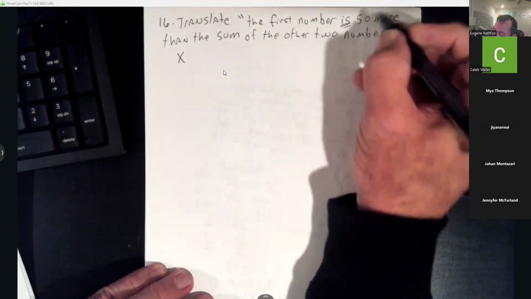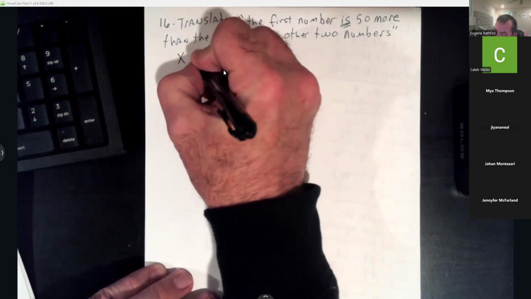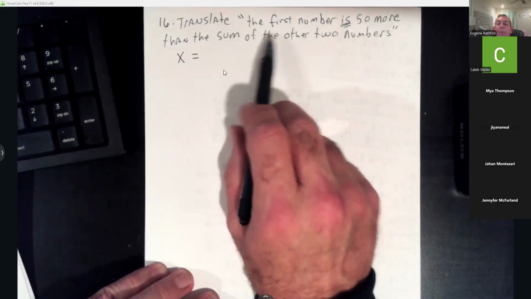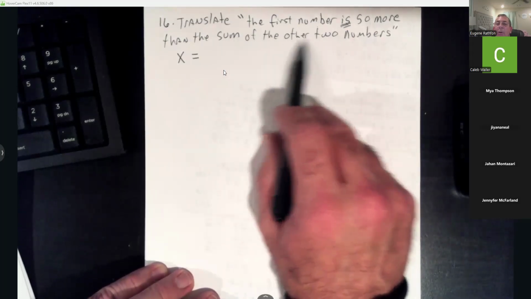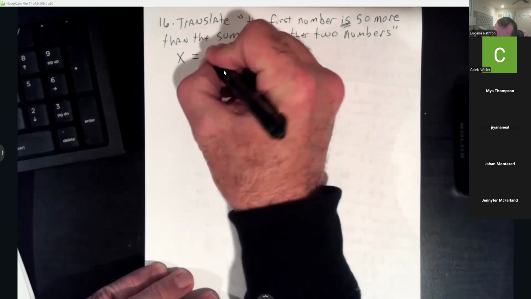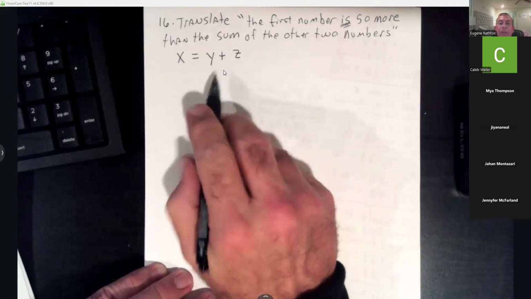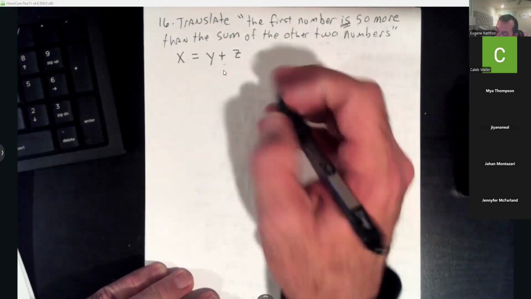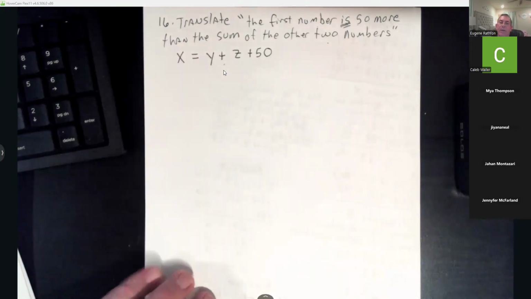Now you got is. Is your equals. And then it's 50 more than the sum of the other two. So the other two numbers, I don't know what they are. So I'm going to make that Y plus Z. There's the sum of my other two numbers. And then 50 more meant plus 50.